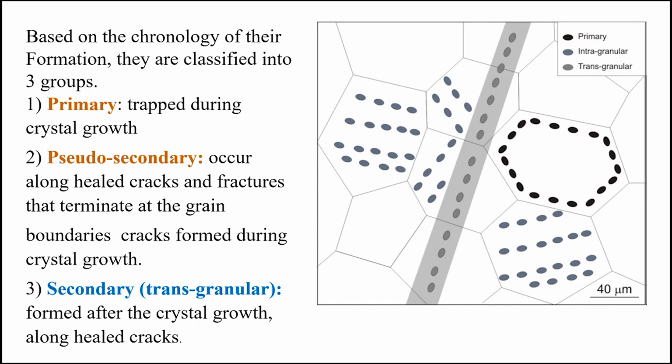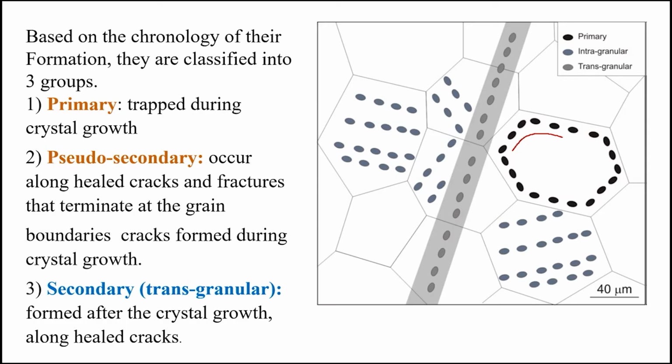The primary fluid inclusions are trapped during the growth of the crystals. So how can we know that these are trapped during the growth of the crystals? As we can see in this diagram, these are the primary fluid inclusions, and they are almost parallel to the edges of the crystals. So this gives us evidence that these are trapped during the growth of the crystals. But the second ones, the pseudo-secondary fluid inclusions, are trapped along the fractures and some of the cracks formed during the growth of the crystals.